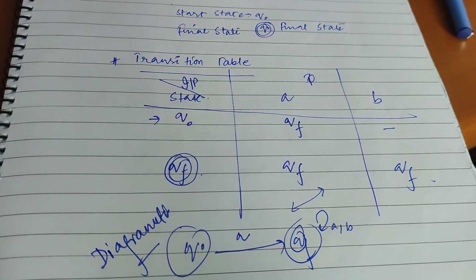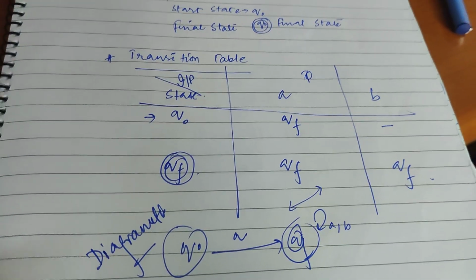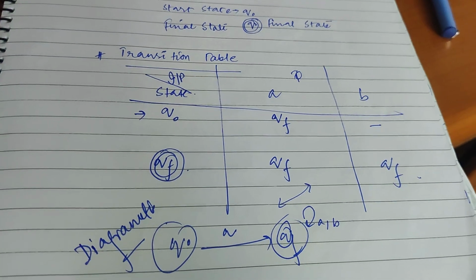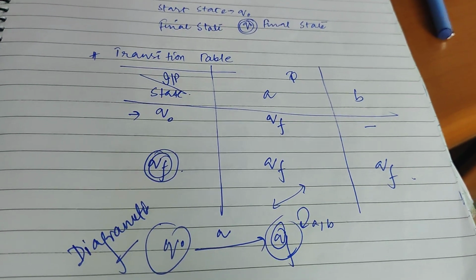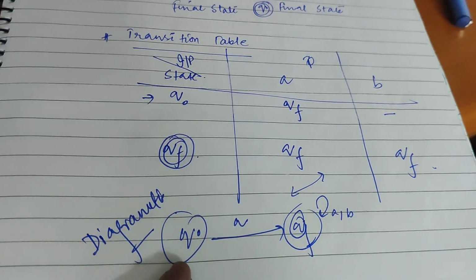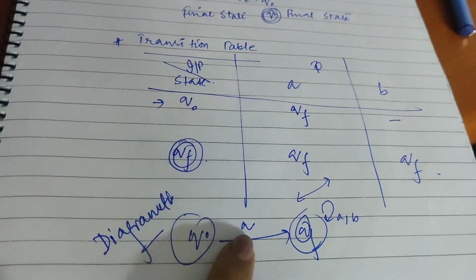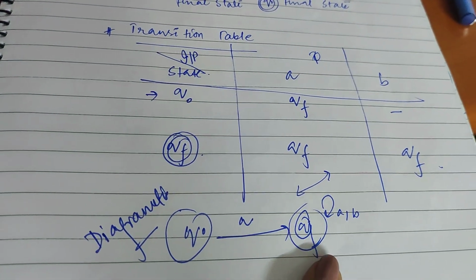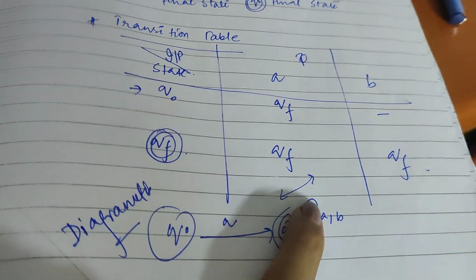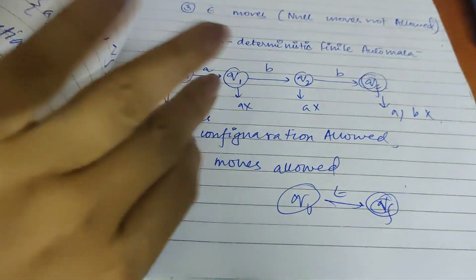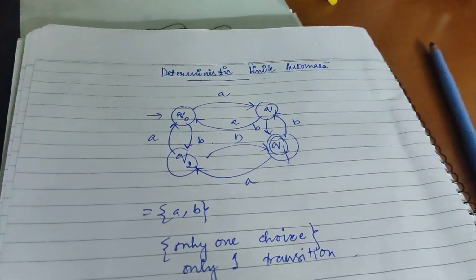In the first column, the input state is given, Q naught and QF are the states, A and B are the input symbols. If you are reading A in Q naught, you are moving to the final state. You can see from here, it is very clear. While you are in Q naught and reading the symbol A, you are moving to QF. And in QF, whatever alphabet you read, A or B, you come to the same state, as mentioned here. So this is how you can draw the transition graph. That is the transition table, and this is the transition graph.